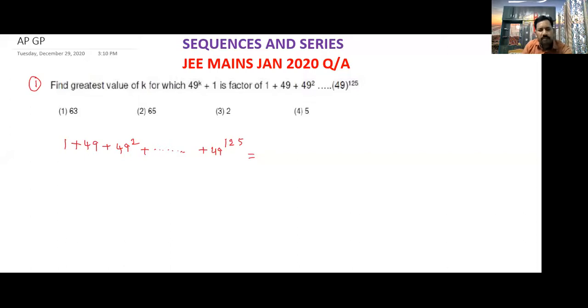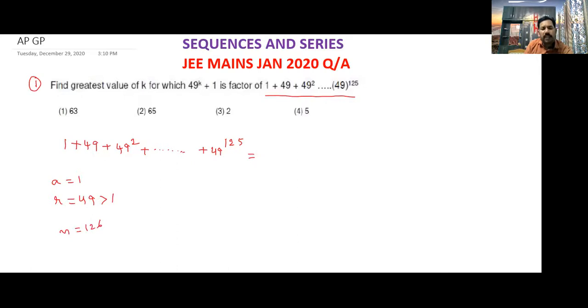Find the greatest value of k for which 49 power k plus 1 is a factor of 1 plus 49 plus 49 square plus and so on up to 49 power 125. Actually, observe this is a GP series. In this GP series, a value is 1 and the common ratio is 49. This R value is greater than 1, and n, the number of terms, is 126.